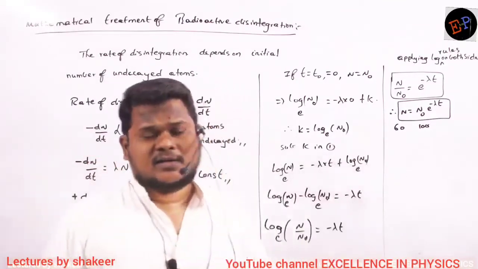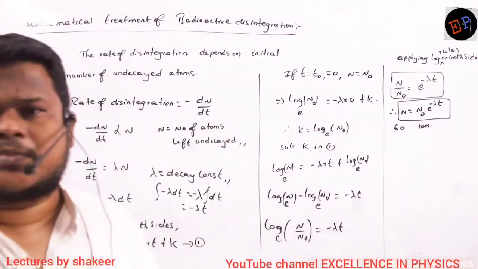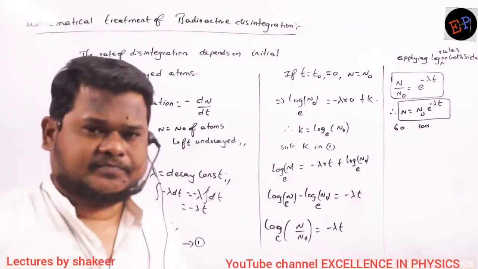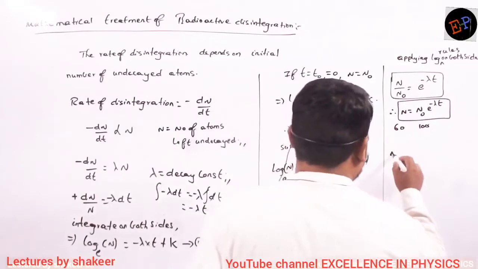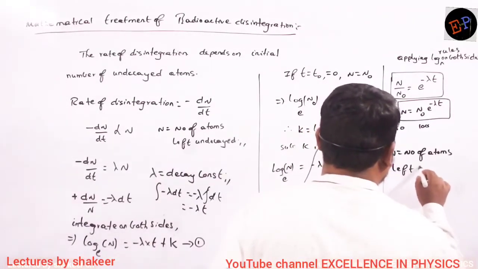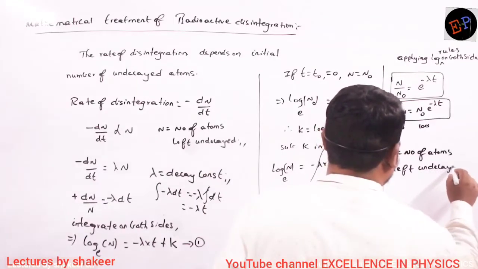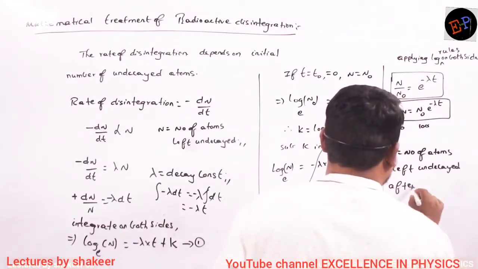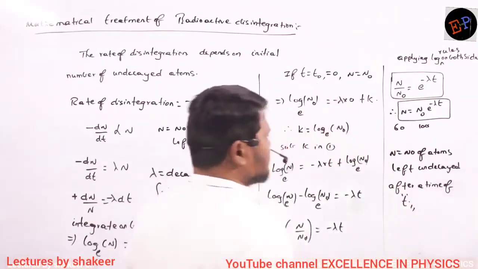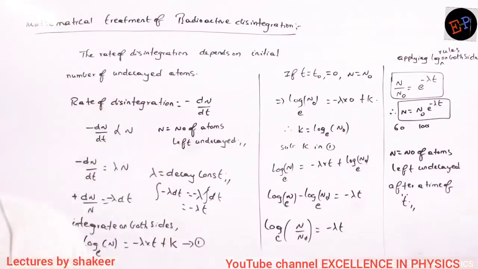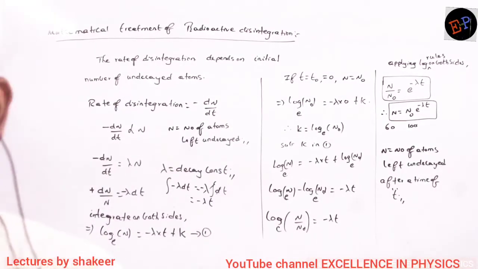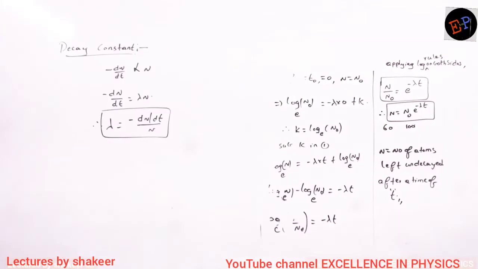So n is equal to n naught e power minus lambda into t. A very important equation to calculate the number of atoms which are left undecayed after a time of t. Okay? So therefore what is n here? Number of atoms left undecayed after a time of t. That is called the equation of rate of disintegration. Understood what is happening? Make it out, then it is very easy.